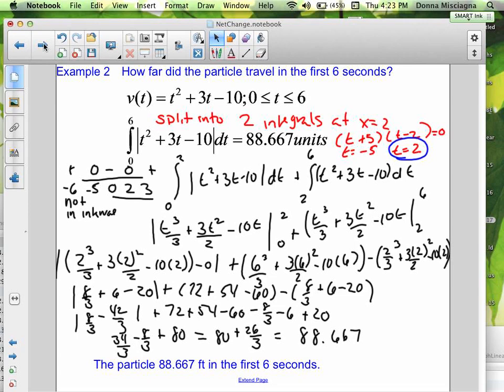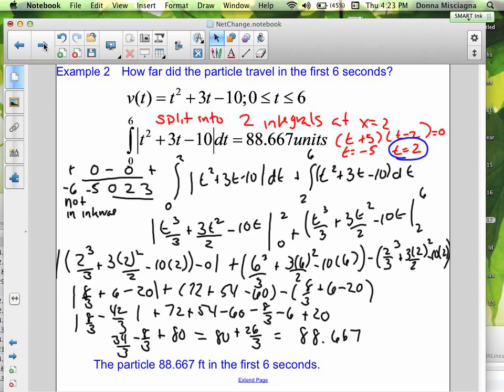All right, so when we integrate, we're going to get the exact same thing, just what I'm plugging in is different. So when I integrate that, I get t cubed divided by 3 plus 3t squared divided by 2 minus 10t from 0 to 2. So I'm going to plug in 2. I'm going to evaluate that. I'm going to plug in 0 and evaluate that. I'm going to take the difference, and whatever answer it is, I'm going to make it positive. And then do the same thing from 2 to 6.